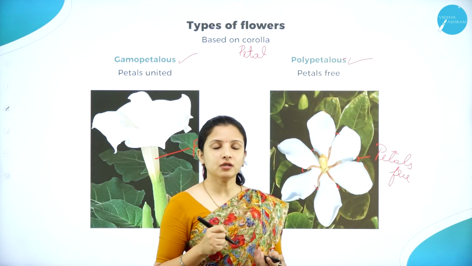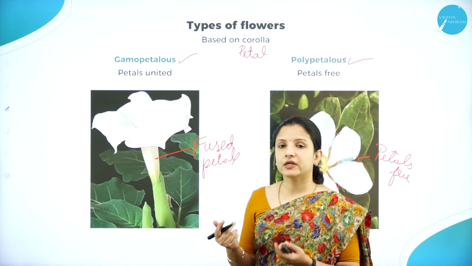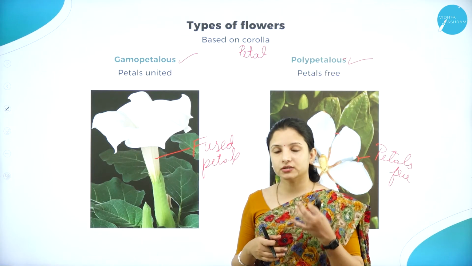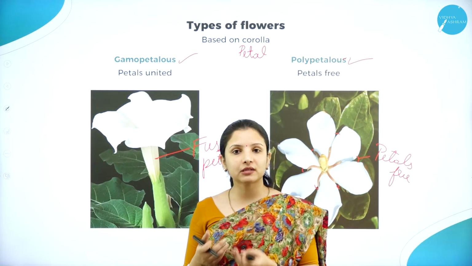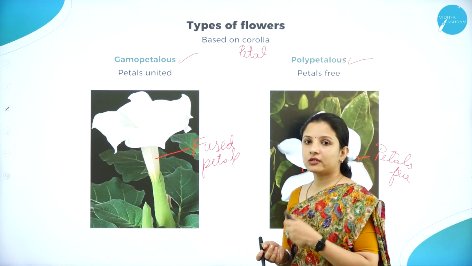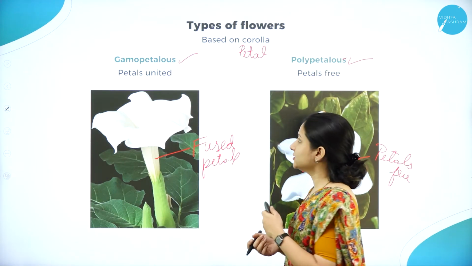So based on the fusion of the petals, whether they have fused or whether they have united, it is called as Gamopetalous, and if the petals are free, it is called as polypetalous. So based on this condition also, the classification of the flowering plants is done.